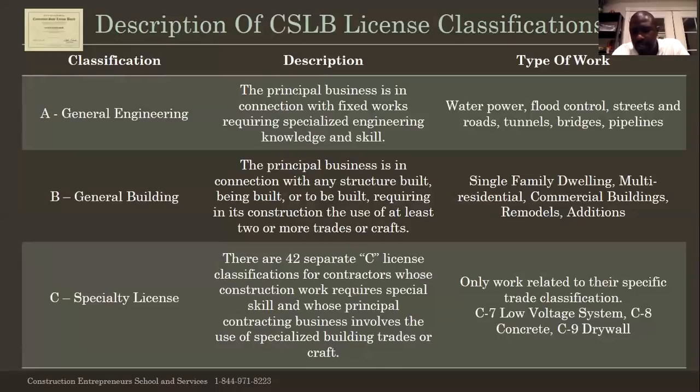The C specialty license, that's something that you're looking at getting into, Quincy, is the C7 low voltage. Now with the C7 low voltage, you only can do work dealing with low voltage. And they list the things that you can actually do with that license. A lot of people think, hey, let me go get the electrician license and I can do low voltage, and you can't. It doesn't cover electrical work. It only covers low voltage systems work. Okay.